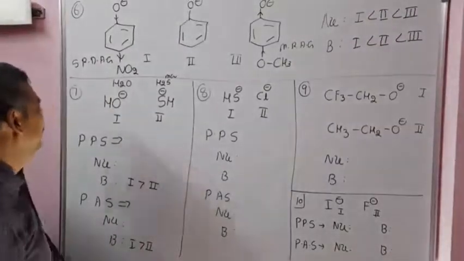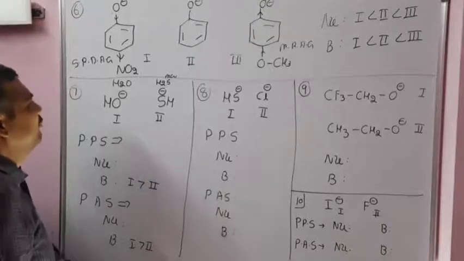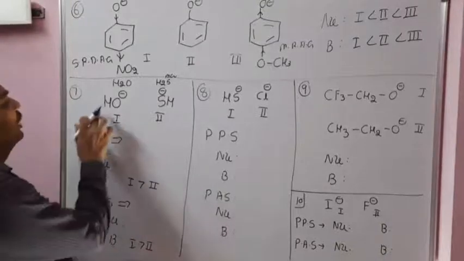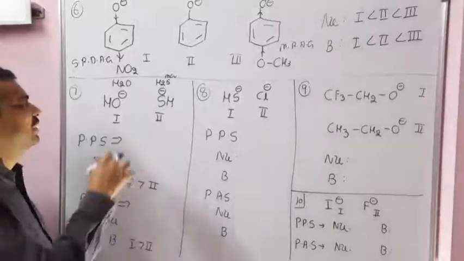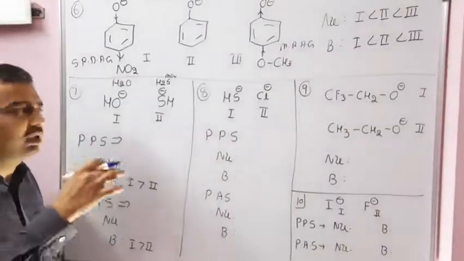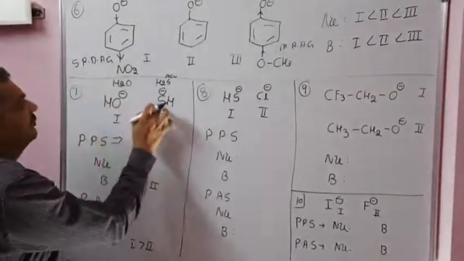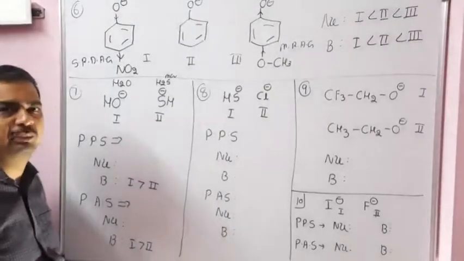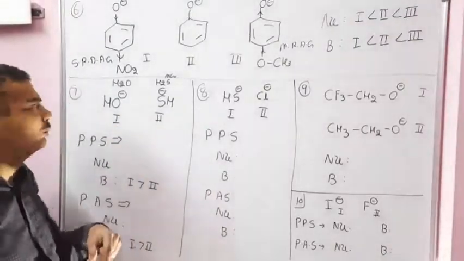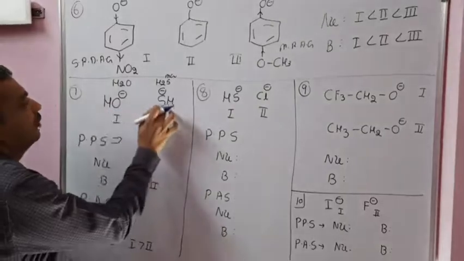Coming to the nucleophilicity in protic solvent. See here, oxygen and sulfur. Sulfur is below oxygen, and the size of sulfur is more. We have to see from top to bottom in a group: small size, more size.